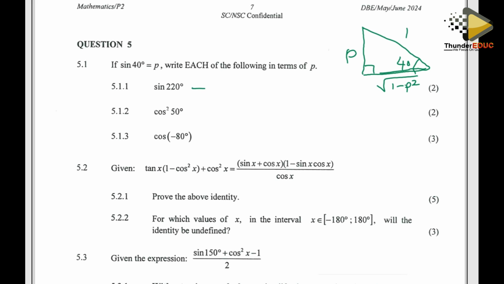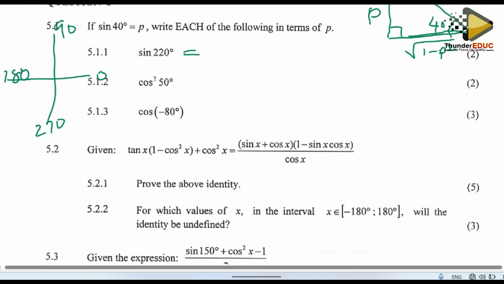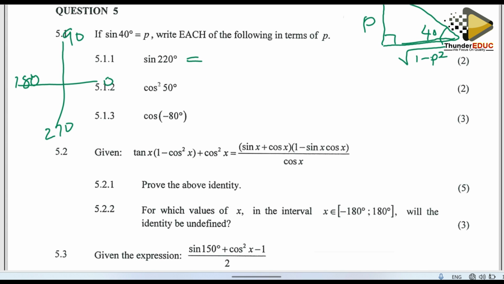Okay, so if that is true, I have the sine of 220. In which quadrant do we find 220? From our Cartesian plane, that's 0, 90, 180, and then 270, which means the 220 is located in quadrant number 3. Quadrant number 3 is also known for being 180 plus theta. So this is going to be the same as the sine of 180 plus 40. When I reduce this, it's going to give me the negative sine of 40. And we know that the sine of 40 was p, so we're going to get negative p there.